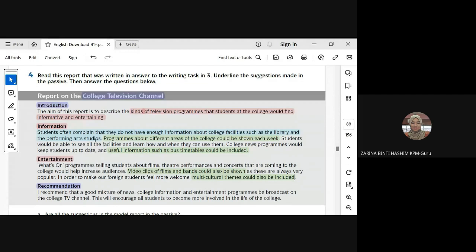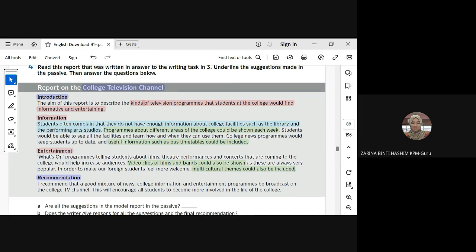So here, basically for these two paragraphs, information and entertainment, you are giving suggestion and also the reason why you think that activity would be useful. And the last paragraph. So you need to have 1, 2, 3, 4 paragraphs. The last paragraph will always be the recommendation. Recommendation means what are the activities that you want to recommend to be put into the TV channel program.